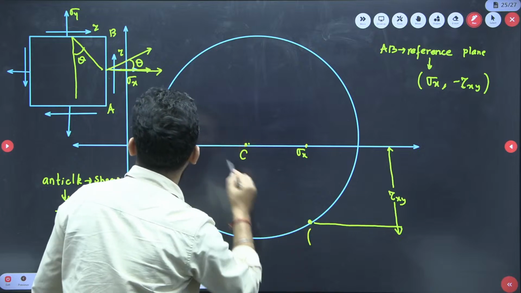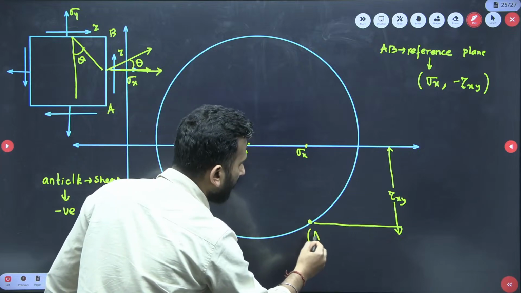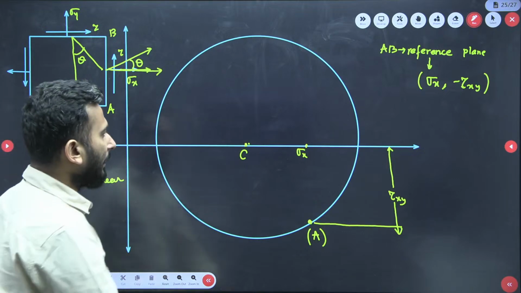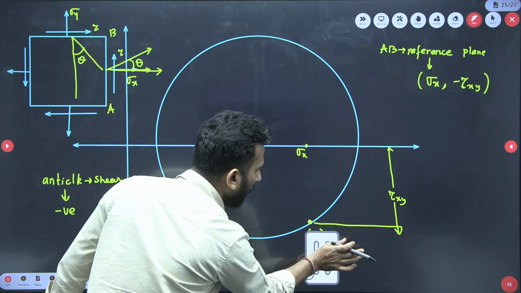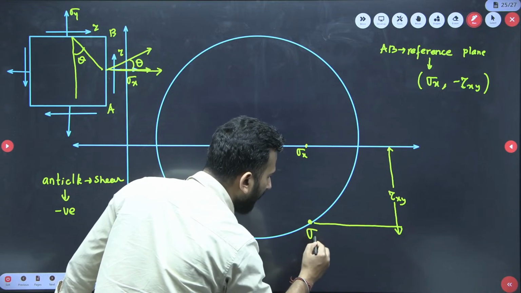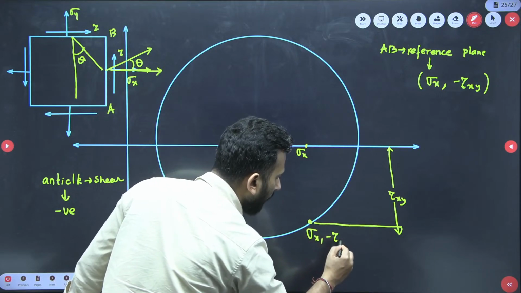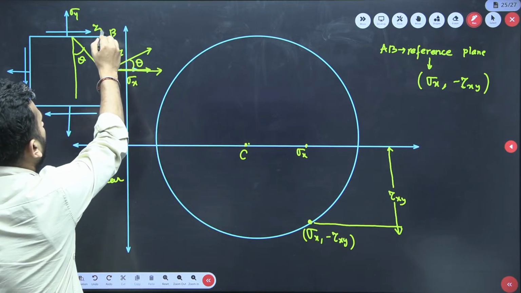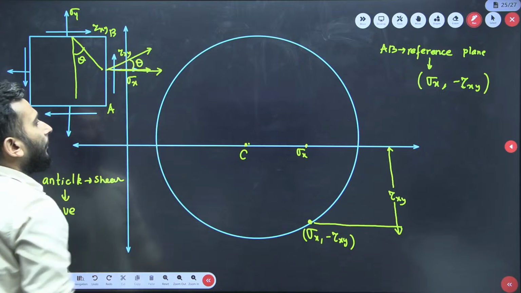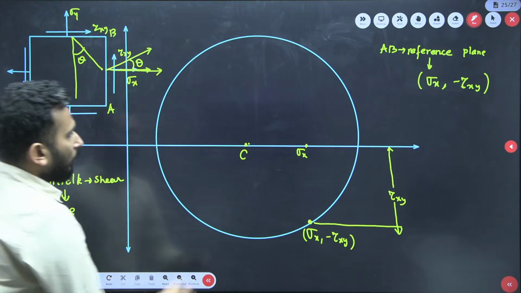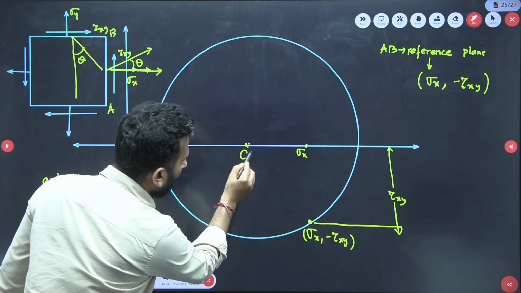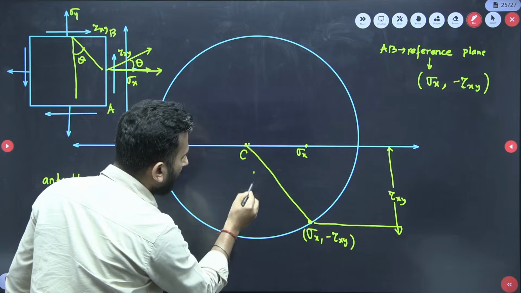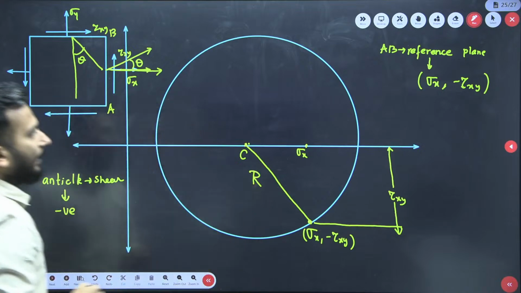That is my point A. Let's say I am representing it by A. Or if you are getting confused, I can write here sigma x, minus tau xy. Over here I have written tau only, but write xy here, xy. So this is my reference, and if you connect it with the center, what will you get? You will get the radius of the circle.